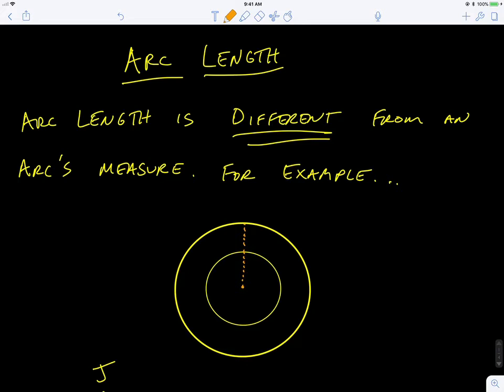So let's say we have a central angle. It's the central angle for both of these circles. And let's make it 90 degrees. So we now know the arc measure of that arc would be 90 degrees because it's the arc that the central angle intercepts. And we also know the arc measure of this bigger circle would still be 90 degrees. Both of those have the same arc measure because the measure is just in degrees. How much rotation was there?